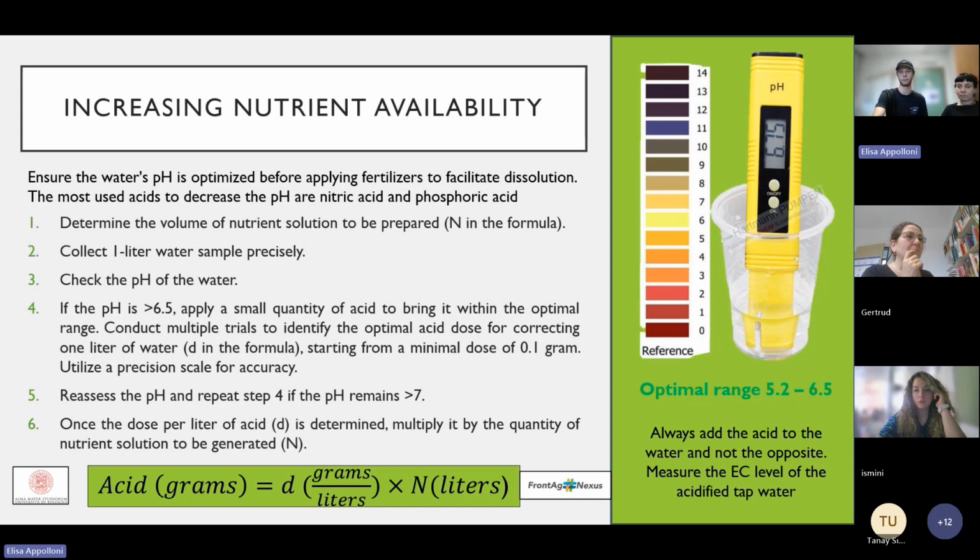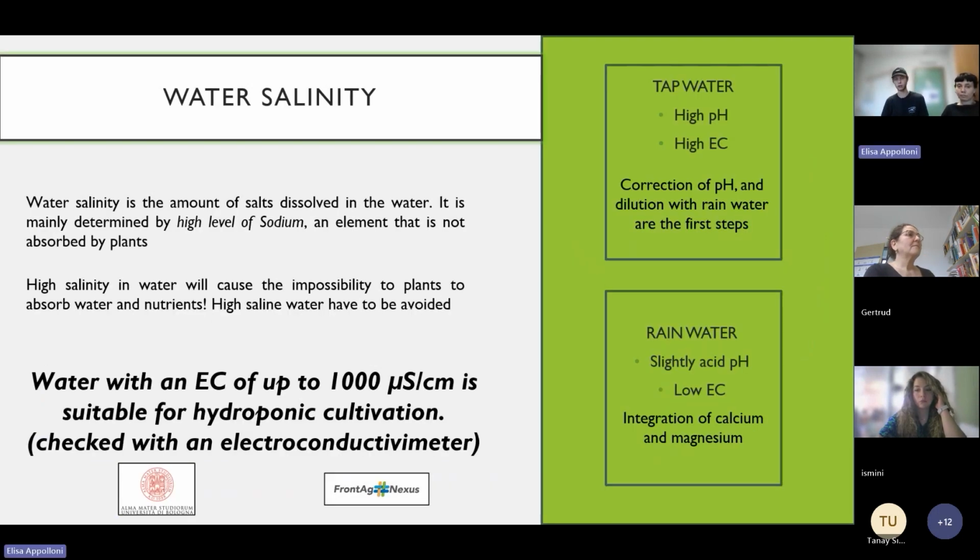So be very careful. Okay, so water salinity. The water salinity is very important because the water quality that we use for the preparation of our nutrient solution will also affect the nutrient uptake from our plants. So let's look at the right part of the slide. Let's talk about the difference between tap water and rainwater.